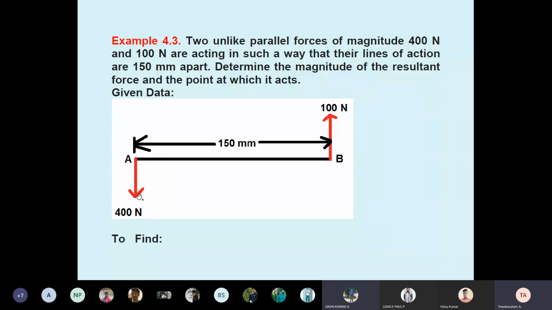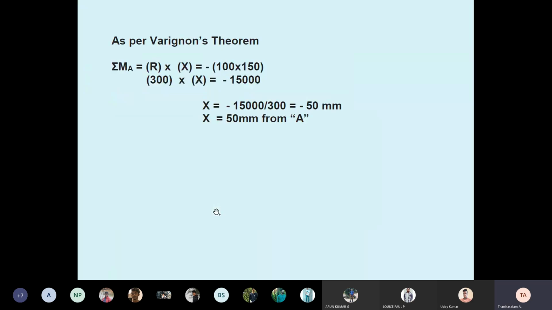With respect to A, it is 0, sir. The external force is acting horizontally, there is no distance. Only force is acting. Moment is force into distance, so we have 100 into 150. The resultant force moment equals the individual force moment.